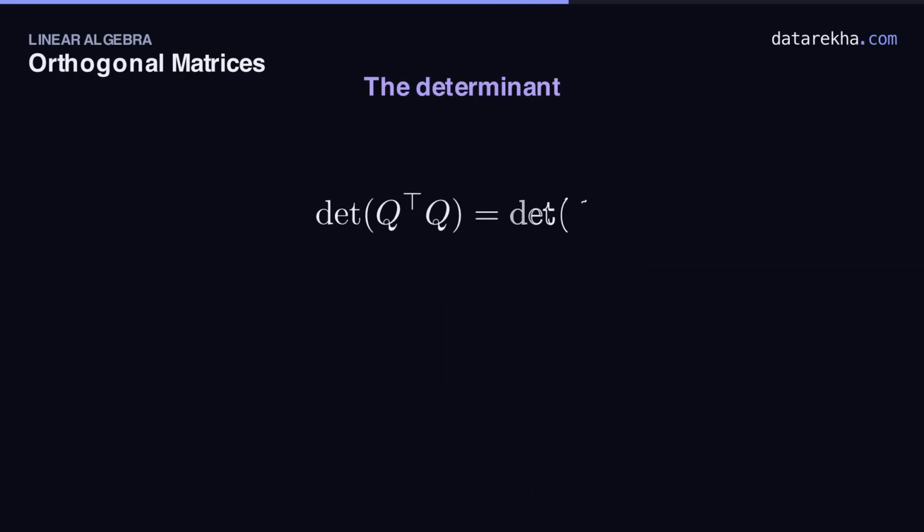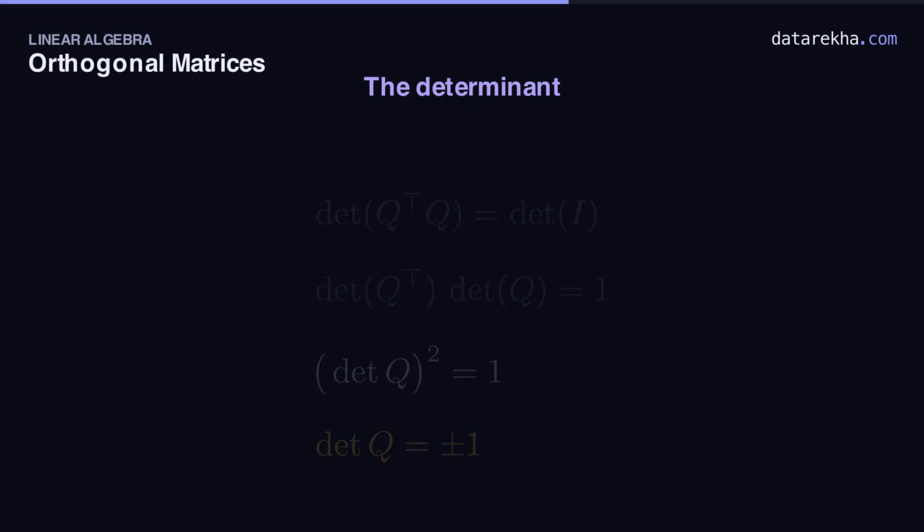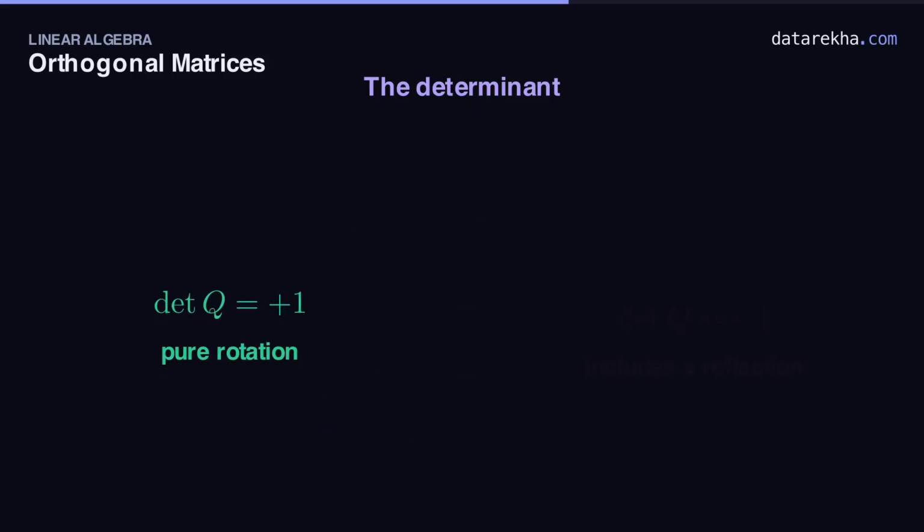One more number falls out for free, the determinant. Take determinants of both sides of Q transpose Q equals I. The determinant of a product is the product of determinants, and a transpose keeps the same determinant. So this becomes det Q times det Q equals 1. That is det Q squared equals 1. So the determinant of an orthogonal matrix is either plus 1 or minus 1. Never anything else. And the sign carries meaning.